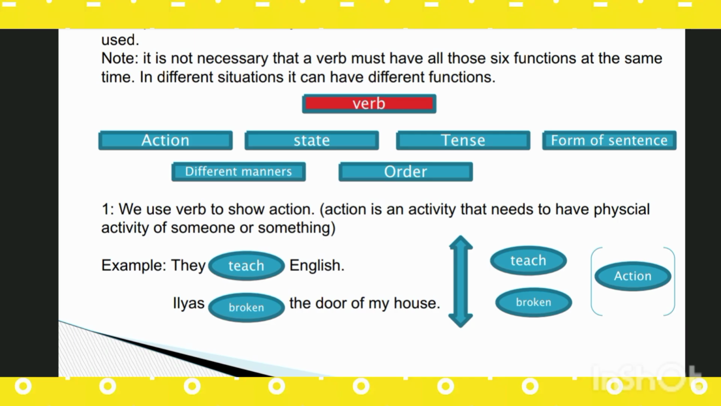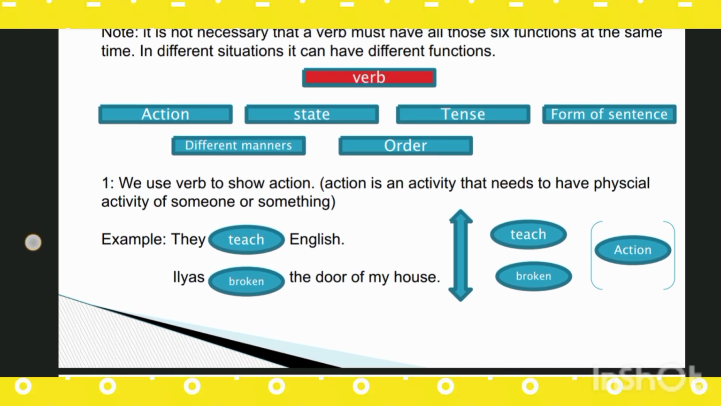First, we use a verb to show action. A verb can be used for action or state. An action is an activity that needs a physical activity of someone or something. A verb can be used in practical or physical things to show action or state.